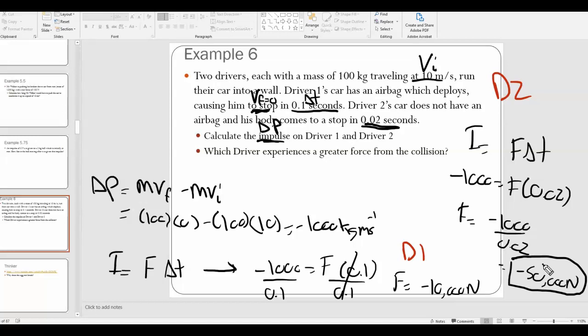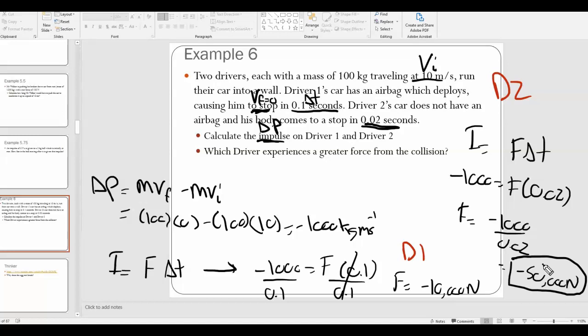Why does an airbag protect you? What exactly does an airbag do to protect you? From a physics standpoint, what the airbag does is it increases the amount of time that it takes your body to stop. The impulse is going to be the same one way or the other, right? Because your final velocity is going to be zero one way or the other.